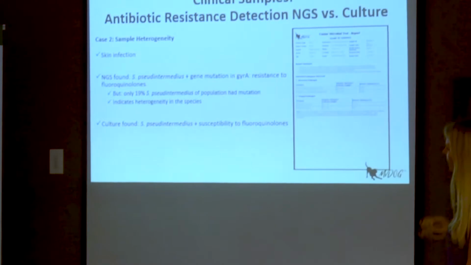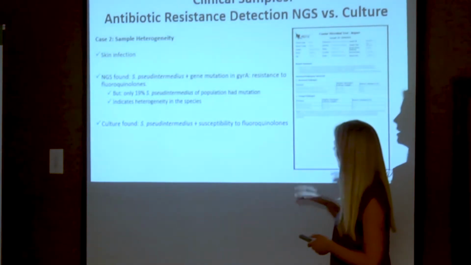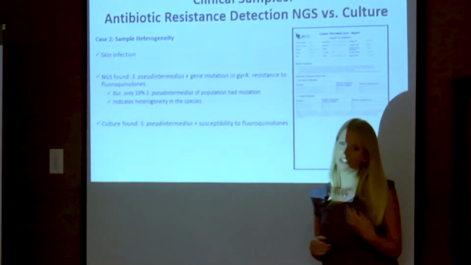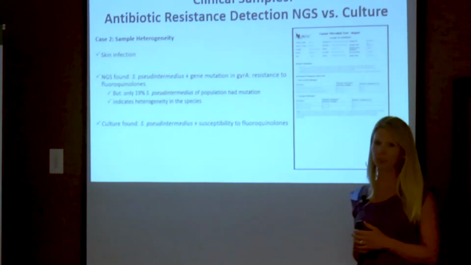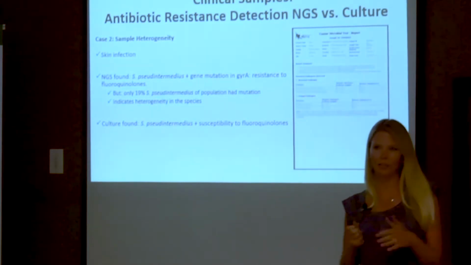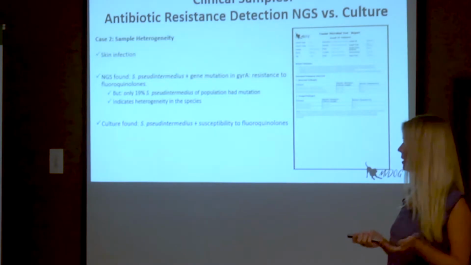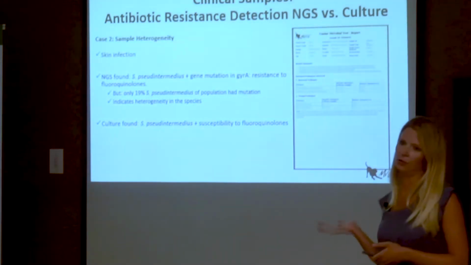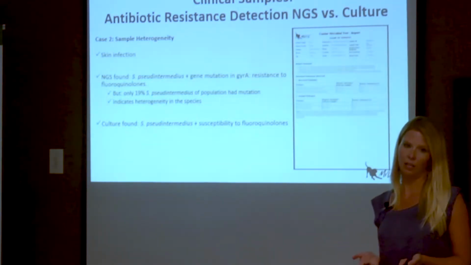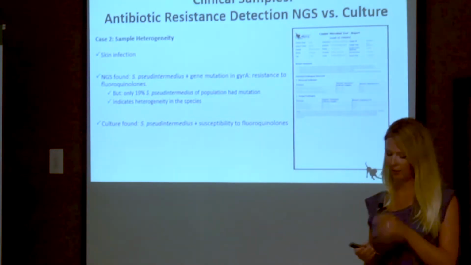Another example here is for a skin infection. Again, Staphylococcus pseudintermedius. In this case, resistant to fluoroquinolones. And NGS said, well, only 19% of the pseudintermedius have this mutation. So again, a heterogeneity. And culture found the same thing, again pseudintermedius, and it was susceptible to fluoroquinolones. And these were real-life cases that we had in our laboratory. And based on that, the treatment was changed and the infection cleared in both cases.